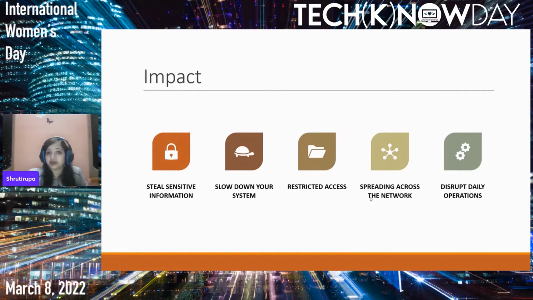Spreading across the network: as I mentioned, if your device is getting infected by a malware, it is very important to disconnect it from the network, because there are very high chances that, through the network, the malware would infect other systems or other devices as well. And disrupt daily operations. How would your daily operations be disrupted?